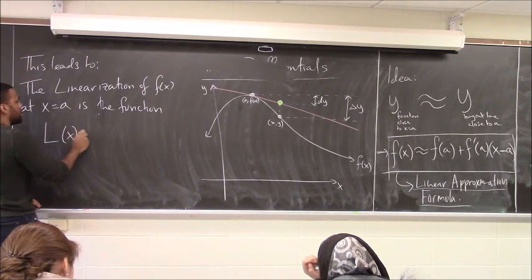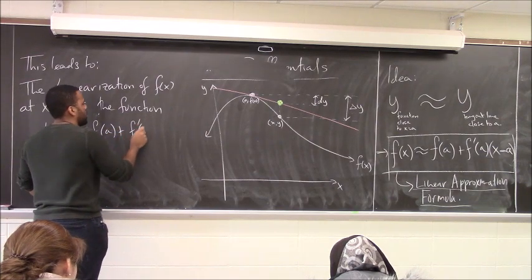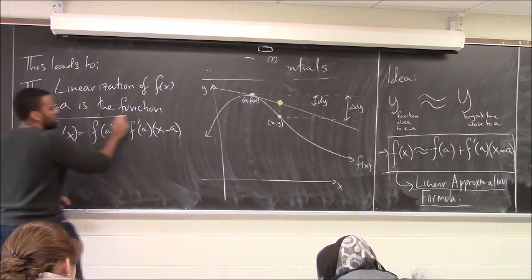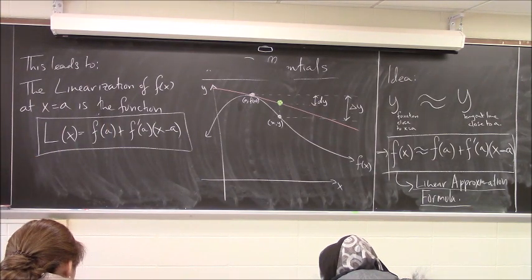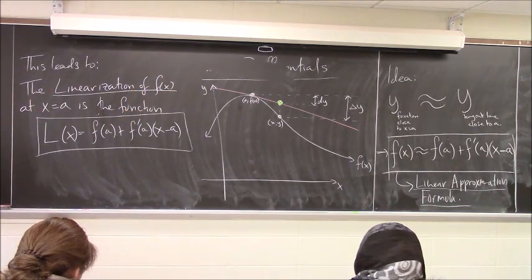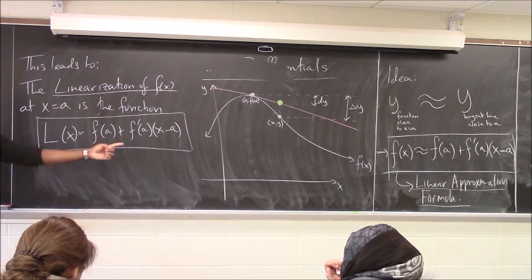Sometimes called uppercase L of x. It will be f of a plus f prime of a times x minus a. So that's called the linearization. It's pretty much the right side of the linear approximation formula. So if I have a function and I ask you, find the linearization of this function at this point, you are simply going to compute that expression.